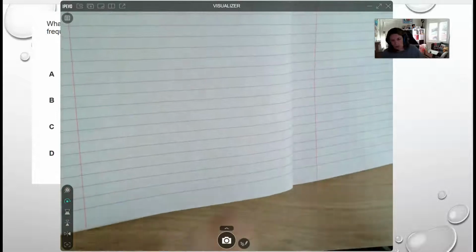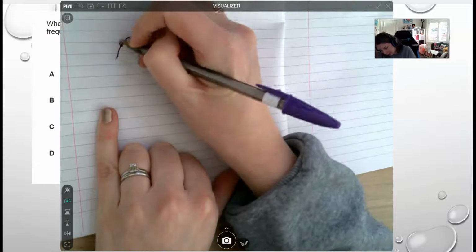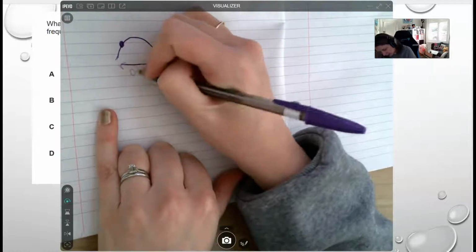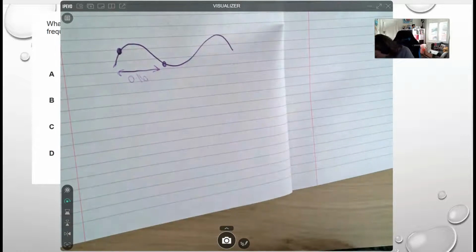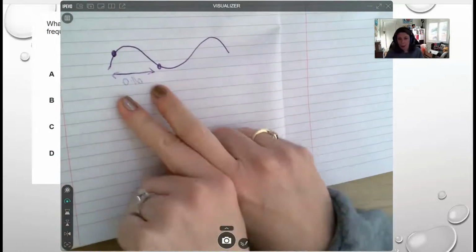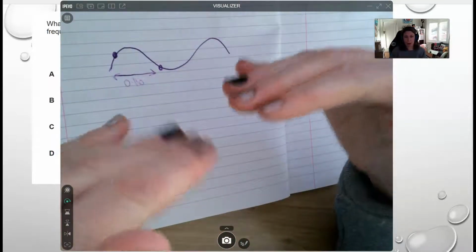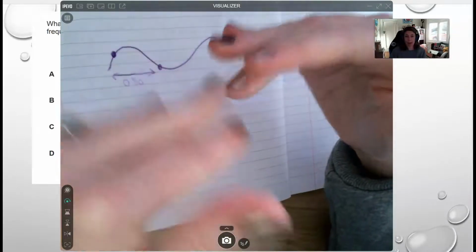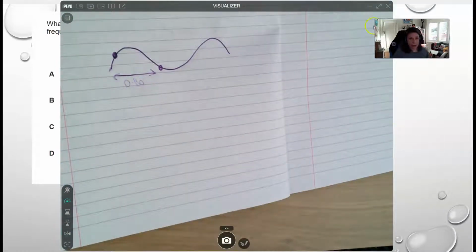So what it's saying is you've got a progressive wave and you've got 2 points that are 0.16 meters apart. Now, I've made these points up. They could be anywhere on the wave, but they're 0.16 meters apart. And the question wants to know what's their phase difference in wavelength. So are they pi out, like half a wavelength out? Are they 2 pi out at the same place, or anywhere in between there? Okay, so pause the video and have a go at the question.